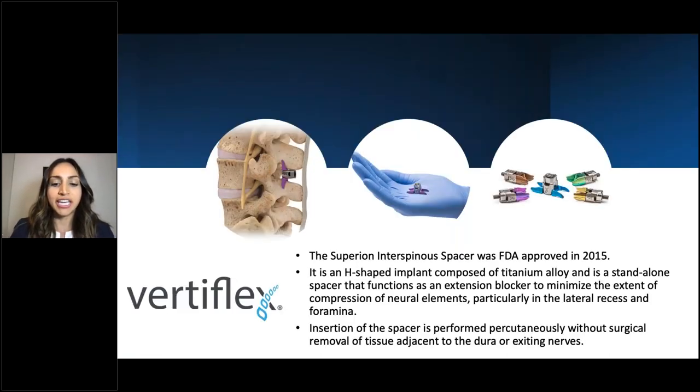So the FDA approved Vertiflex, the Superion interspinous spacer, in 2015. It's an H-shaped implant composed of titanium alloy and is a standalone spacer that functions as an extension blocker to minimize the extent of compression of the neural elements, particularly in the lateral recess and foramina. Insertion of the spacer is performed percutaneously without surgical removal of tissue adjacent to the dura or exiting nerves.